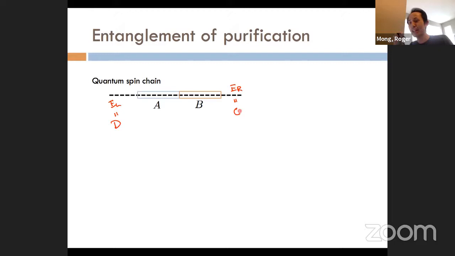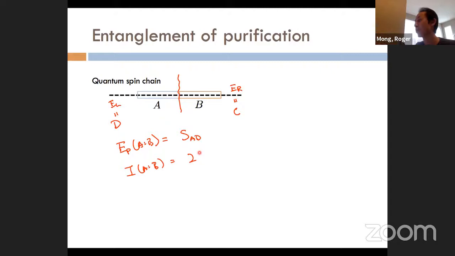The reason that makes sense is because you expect D to be only correlated with A and uncorrelated with B and C. So in some sense, I've shuffled off all the information that's correlated with A to the left, and all the information that's correlated with B to the right. In this particular case, the entanglement purification of AB is just the bipartite entanglement information of this entire chain. It's just S_AD on this cut right here. In contrast, the mutual information of AB is two times the bipartite entanglement information, which in this case, once again, is S_AD. And so here, when you subtract them, G of AB, because of this factor of two times EP minus I, you get basically zero.